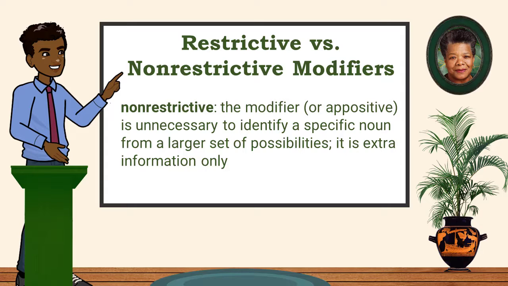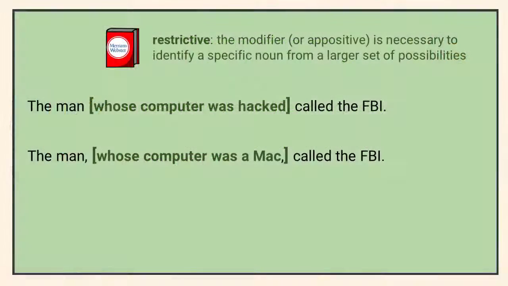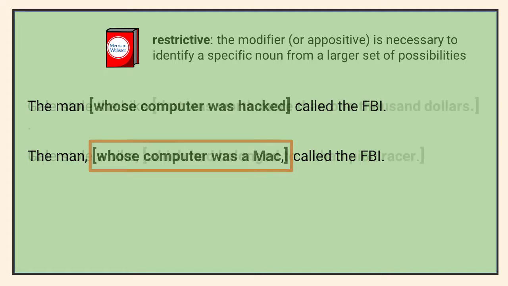Non-restrictive, also called non-essential, modifiers do not identify a specific individual or subgroup from a larger set, so they only provide extra information. In the second sentence, the man happens to own a Mac. The type of machine he owns doesn't help identify him or why he called, so the adjective clause is non-restrictive.